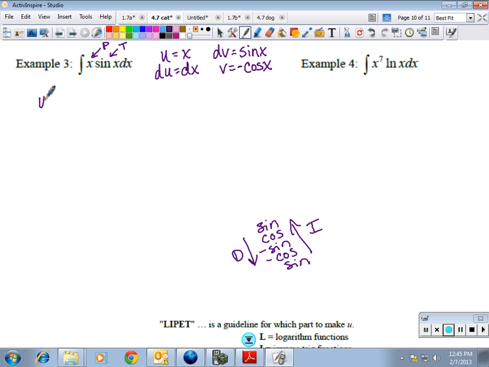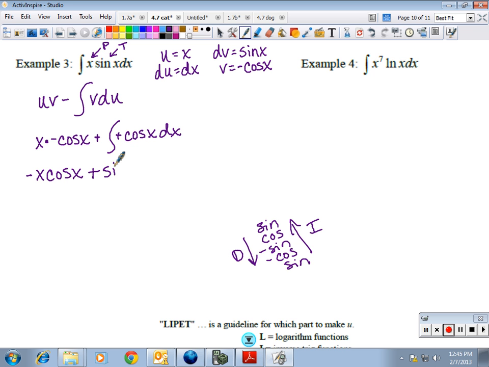So I want to do uv minus the integral of v du, ultraviolet minus voodoo. So my u is x, my v is negative cosine, so times negative cosine, minus the integral of v, negative cosine, du, dx. Plus. Make life easier. I'm going to clean that up, make that negative x cosine of x. The integral of cosine is sine, so plus sine of x. Don't forget your plus c. 3 is done. On to example 4, the last one for this particular lesson.